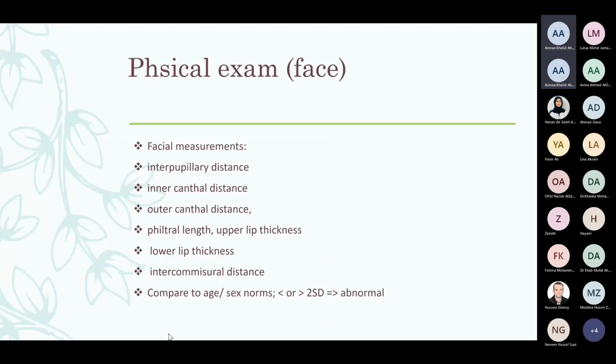Now on the face, facial measurements are very important. Interpupillary distance, you have to see if there is an inner canthal fold, an outer canthal fold, how much the philtrum length, how much the upper lip thickness, the lower lip thickness, the intercommissural distance, compared to the age and sex norm, if it's below or more than 2 standard deviations.